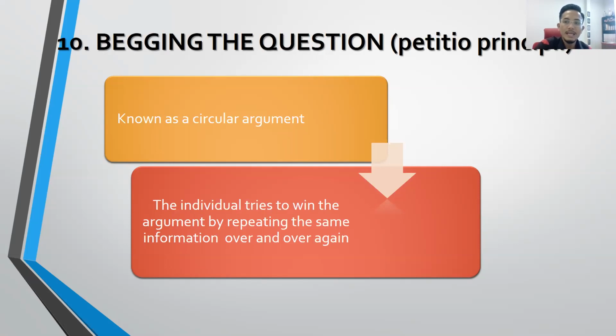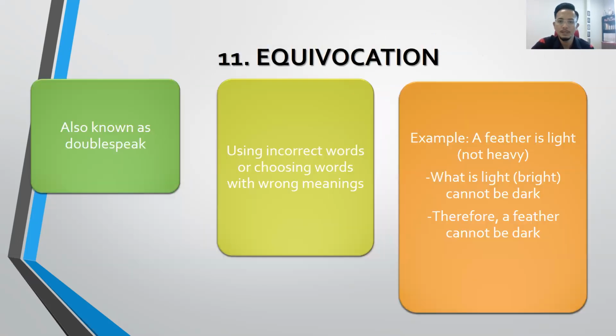Keep repeating the same question because this person doesn't have any information to debate or argue with someone else. Okay? The individual tries to win the argument by repeating the same information over and over again. So hopefully the group presentation that presents this topic, this chapter, can show us the video or any example related to this part and the previous fallacies and obstacles. So number 11, equivocation, simple.